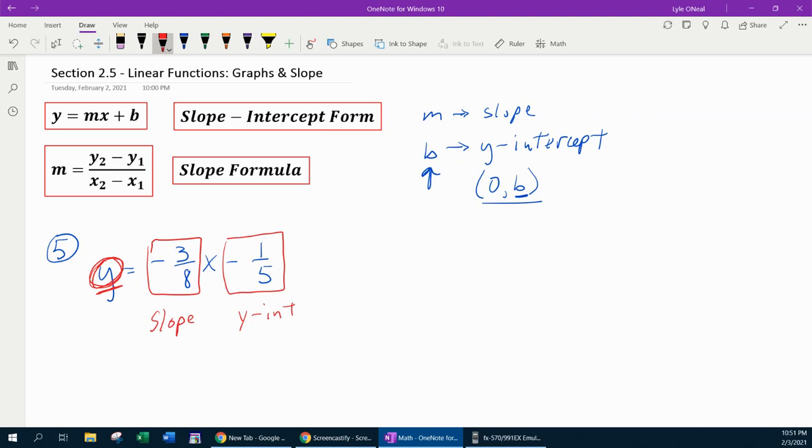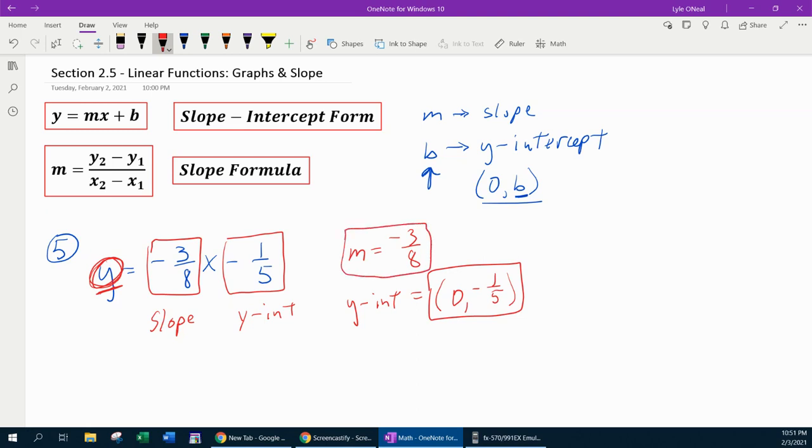Depending on how they want you to input this, maybe you're doing this in MyLab Math or whatever, you could say m is negative 3/8 because m is the slope. And then you could say the y-intercept is the ordered pair (0, negative 1/5), because normally the y-intercept needs to be represented as an ordered pair. And that is it for that problem. That is finding the slope and the y-intercept.